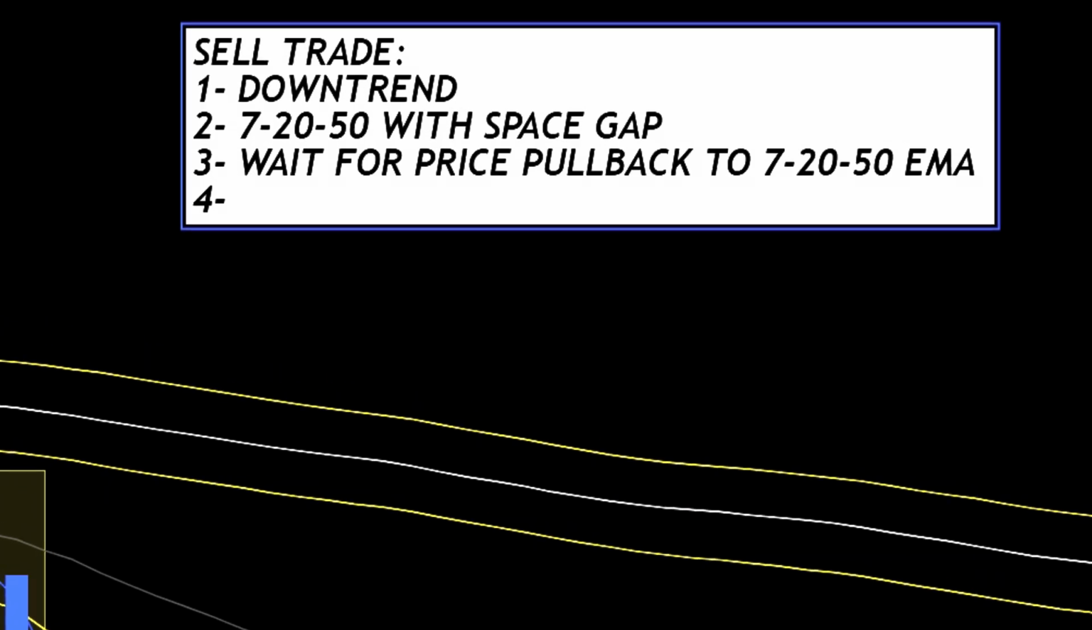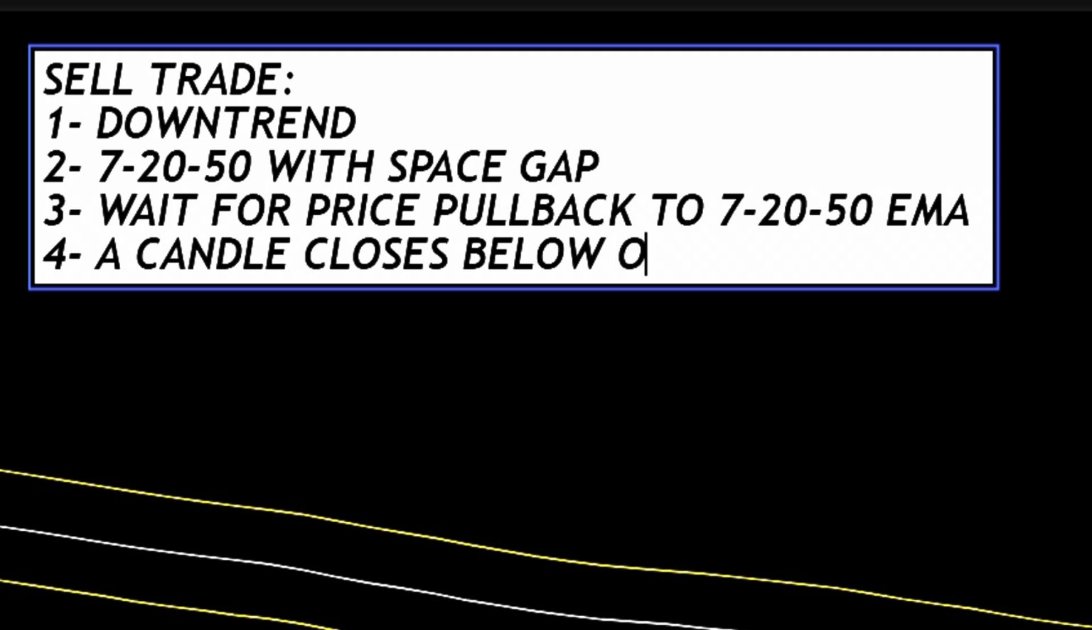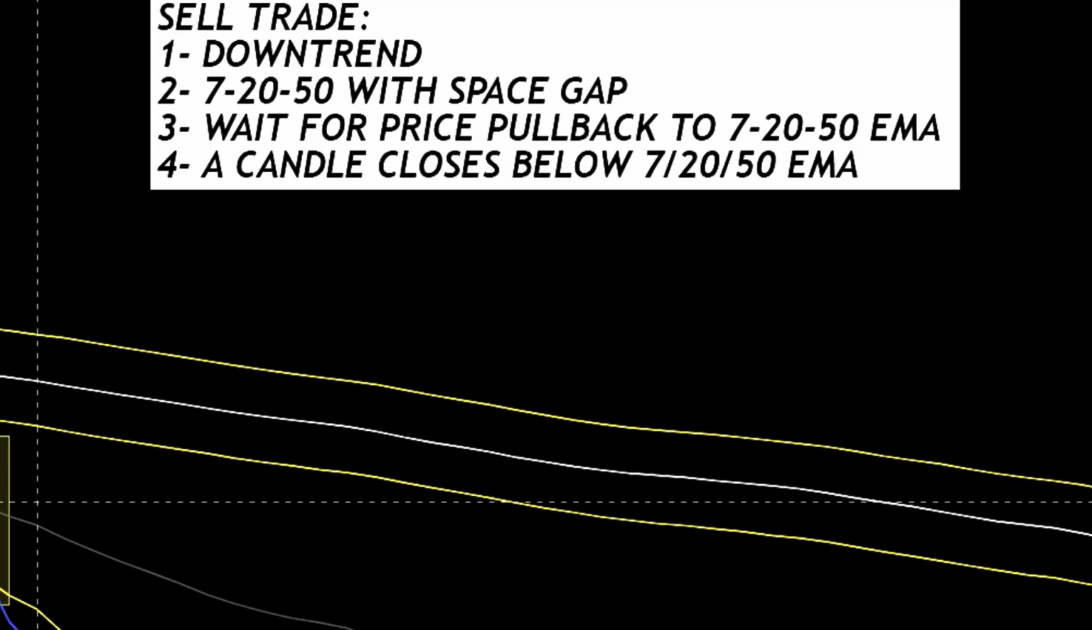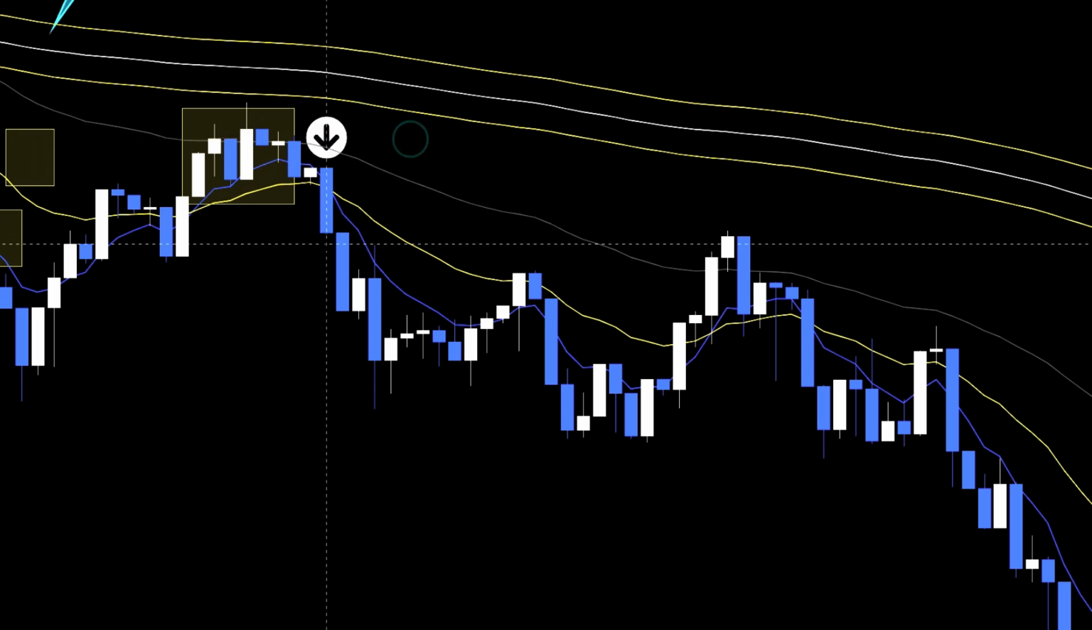Now focus on the 7 EMA line. It's our trigger. When you see a candle close below the 7 EMA after the pullback, that's your signal to open a sell trade. It's telling us the price tried to bounce up, hit resistance at those EMAs, and is now ready to keep dropping. That's our entry. Clean and simple.